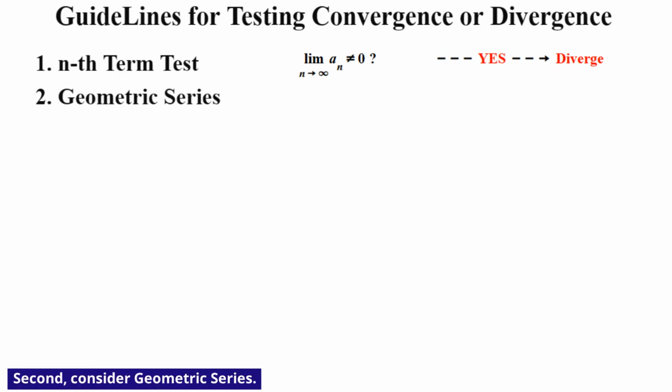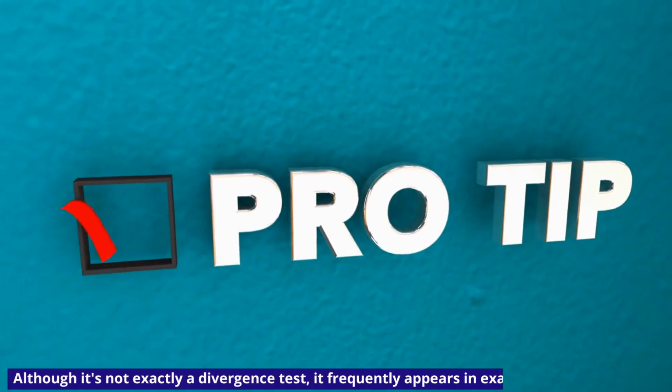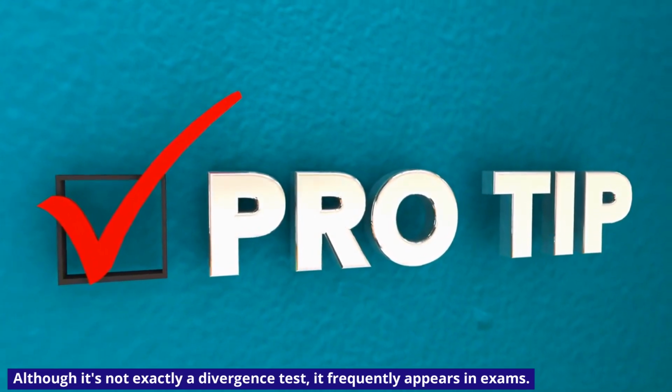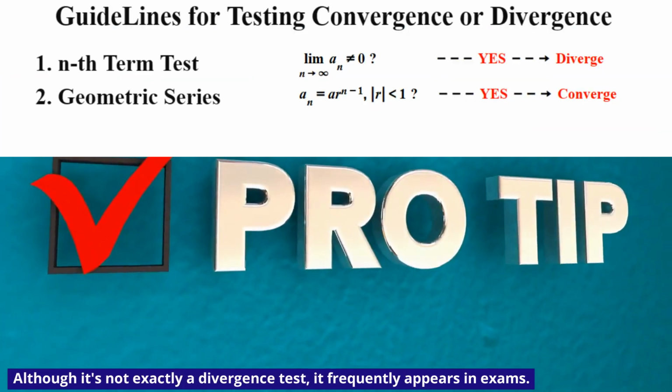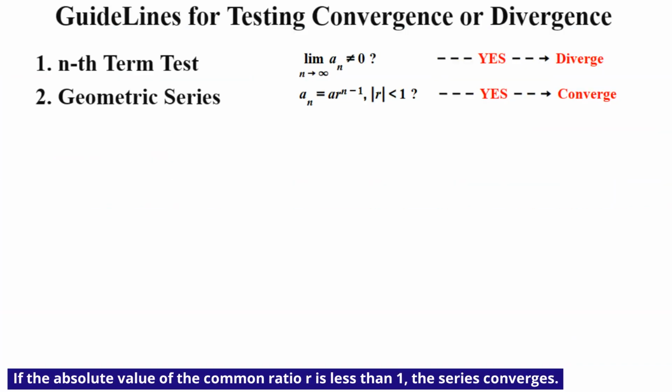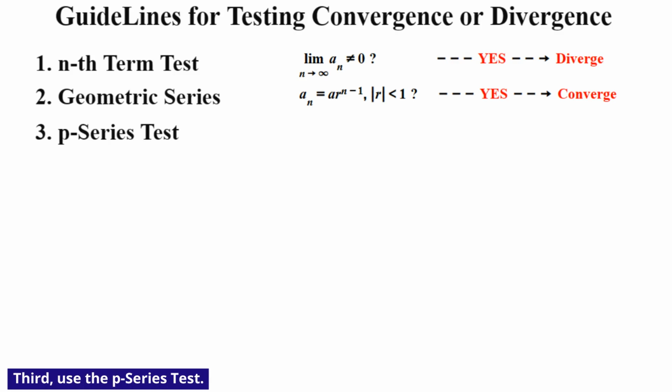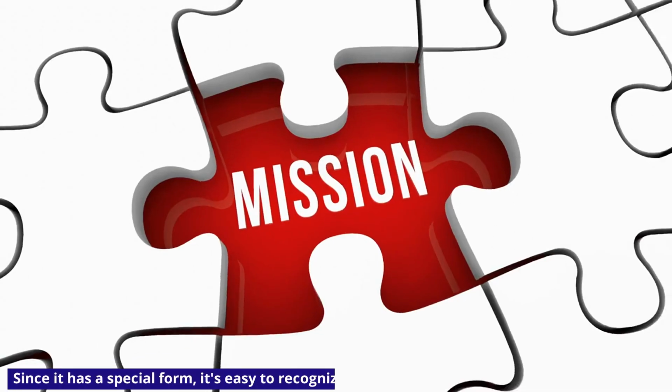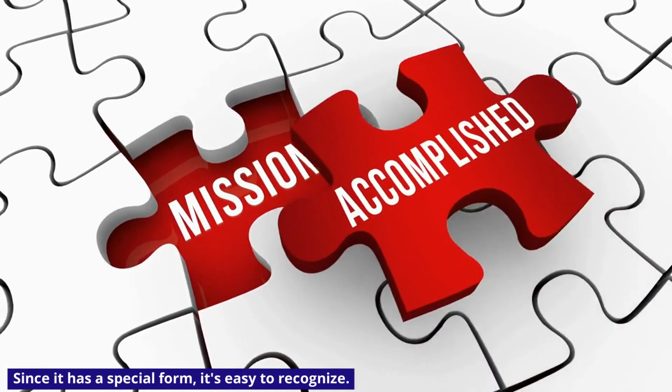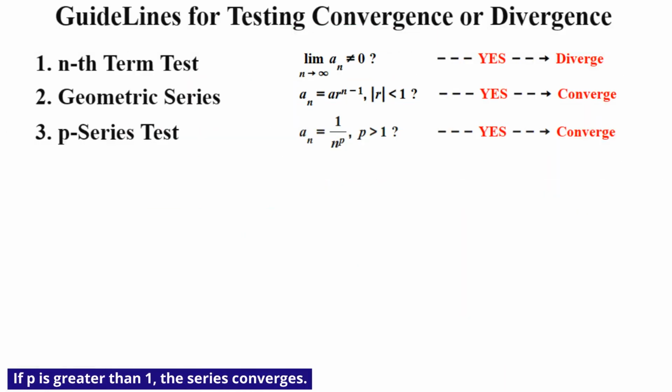Second, consider geometric series. Although it's not exactly a divergence test, it frequently appears in exams. If the absolute value of the common ratio r is less than 1, the series converges. Third, use the p-series test. Since it has a special form, it's easy to recognize. If p is greater than 1, the series converges.